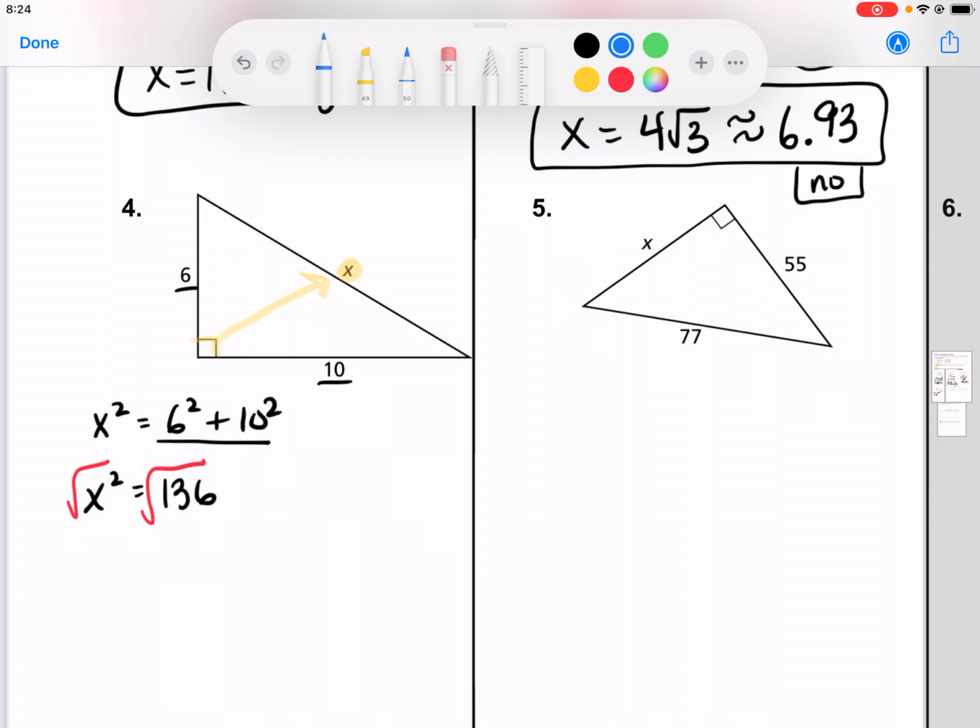If you're using my calculator, once again, or a calculator similar to mine where it simplifies it for you, it'll say x is 2 square root of 34. Some other calculators, though, will automatically give you the decimal, and I'm going to go ahead and have you give me the decimal. So remember, if you're using my calculator, you use the little symbol like this, right above the enter button, and you get 11.66.